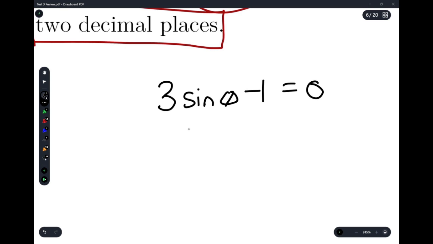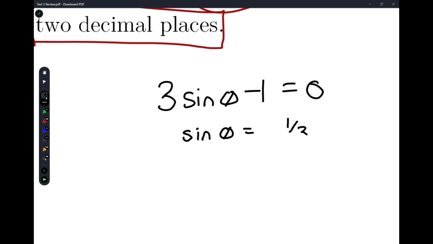Thoughts? Plus 1. And then? So you should end up with sine theta equals 1/3. And how do you get theta by itself? Absolutely, inverse sine of 1/3. And that's where you have to ask yourself, unit circle or no?